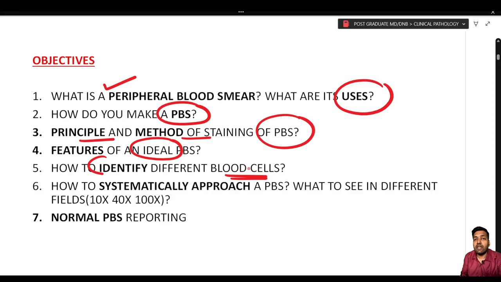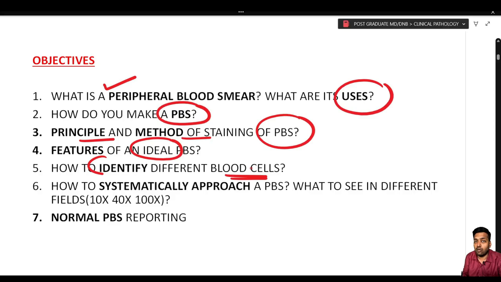It is very important for the first year residents as well as the third year residents. It is important for both of you. For the first year residents, you have to develop a plan, a systematic approach, on how to study a particular PBS and how to report. That is very important. It is the bread and butter for a pathologist.